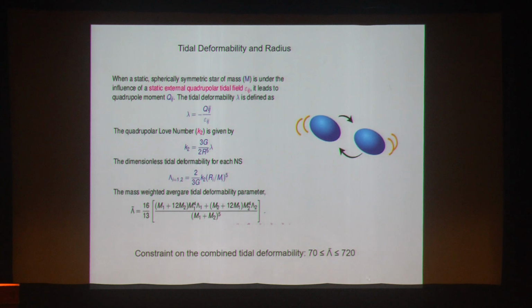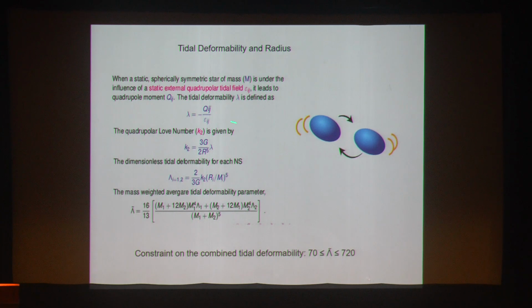Okay. Now, another most important thing that was discovered and measured in these events is the tidal deformability. What is this tidal deformability? Under the tidal influence of one neutron star, the other neutron star will be deformed, or vice versa. As a result, we can write down this tidal field as epsilon ij, and this gives rise to this deformation Qij, and this proportionality constant is called the tidal deformability.